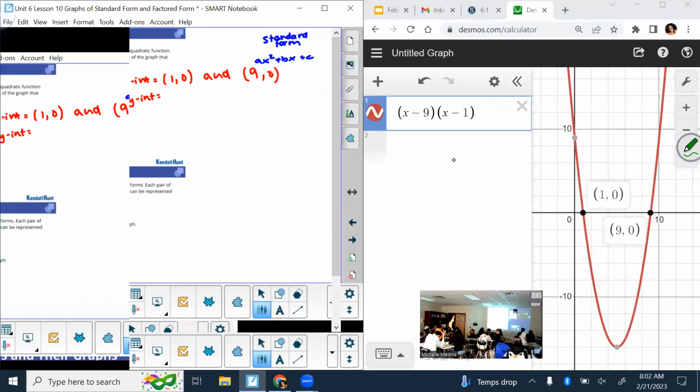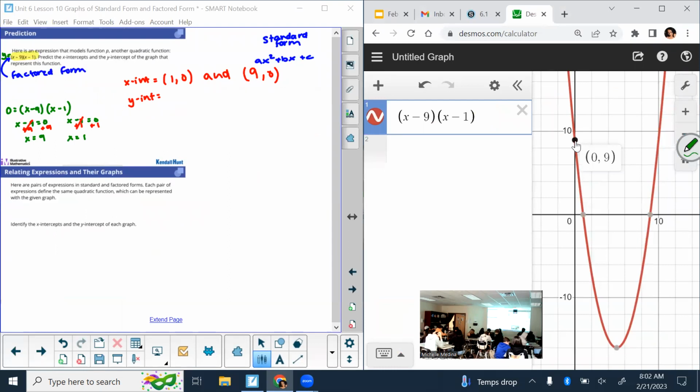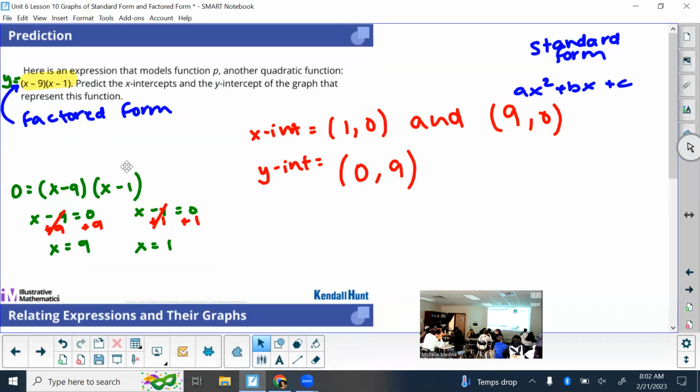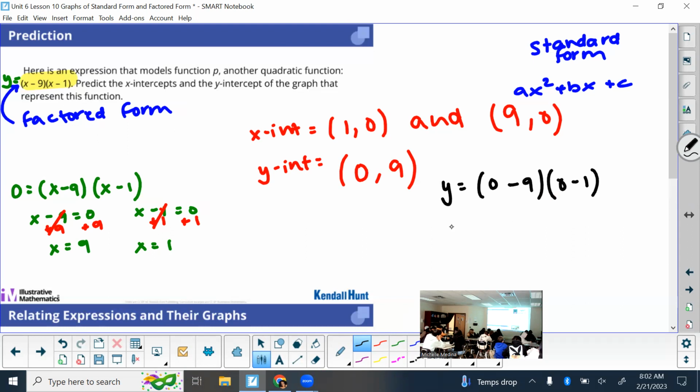Now look at your graph. What is my y-intercept? It is 9. The definition of y-intercept is when the x is 0. So if you plug in 0 for the x's, and there's 2 x's, so make sure you plug it into both of them. What's 0 minus 9? And 0 minus 1. Multiply them together, what do we get? A positive 9.